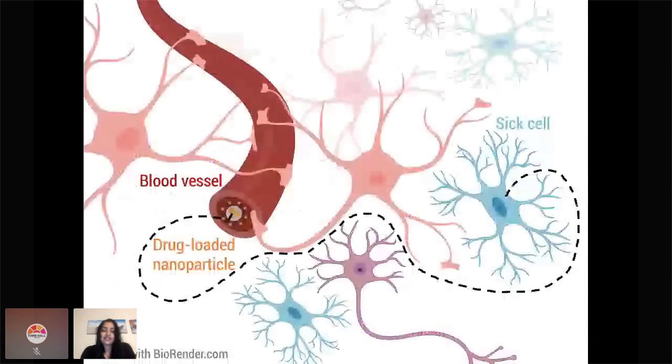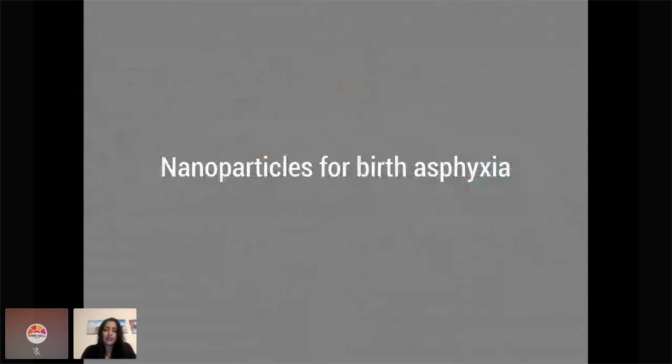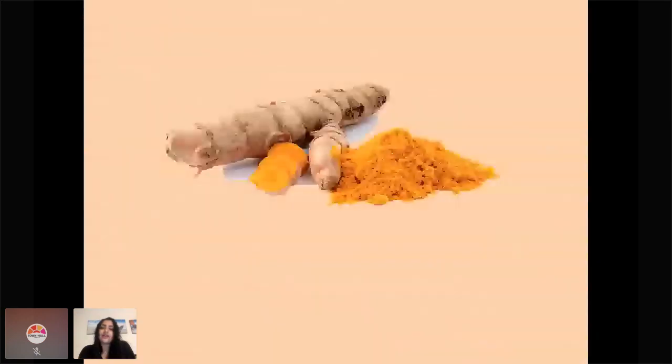Okay, so at this point, you now have an idea of the challenges involved in getting drugs to work in this brain and how we designed our nanoparticles to overcome these challenges. I want to wrap up by showing you how we applied this brain-targeted nanoparticle technology for the development of a new treatment for birth asphyxia. Well, we had our delivery vehicle, the nanoparticle. We just needed an anti-inflammatory drug to put inside of it.